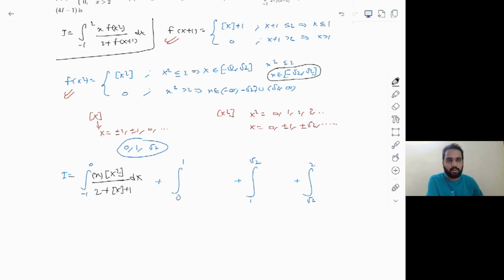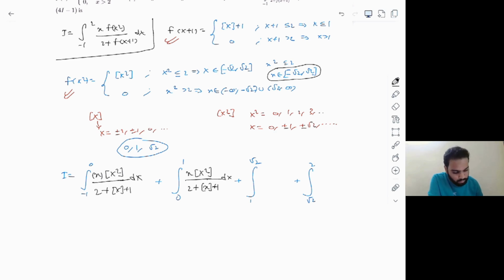Now, between 0 to 1. In between 0 to 1, again, f of x square is not changing, which is again step of x square, but divided by 2 plus. Now when x is between 0 to 1 also, f of x plus 1 is clearly step x plus 1. Just look at the function definitions I have written here. Based on that I am substituting.